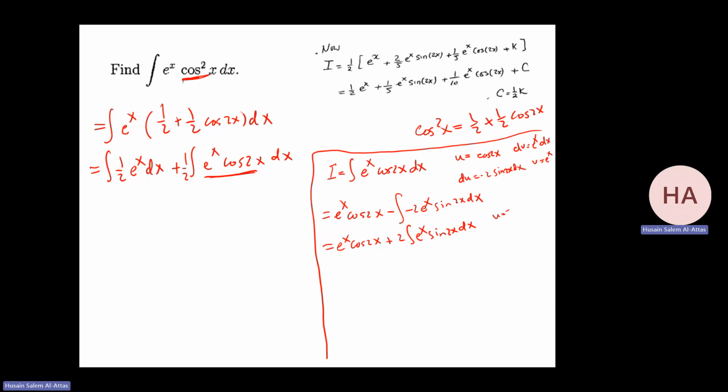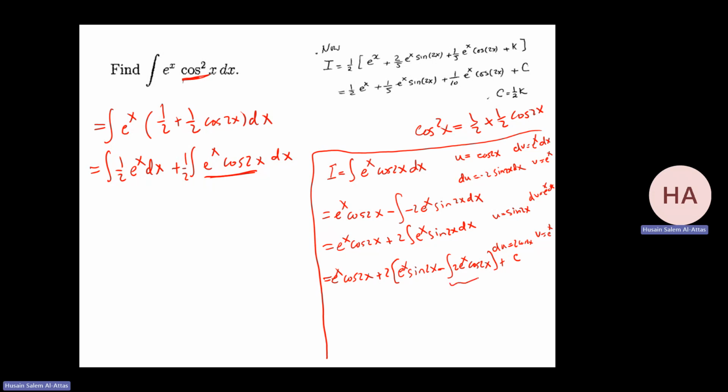So now I let u be sine 2x and dv will be e to the power x dx, same thing. v is e to the power x and du will be 2 cosine 2x. Okay, that will be e to the power x cosine 2x plus 2 times, that is what? That would be e to the power x sine 2x minus the integral of 2 e to the power x cosine 2x. Yeah, plus c.